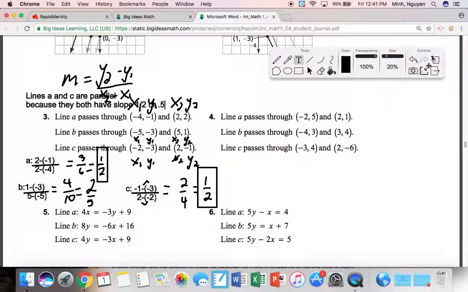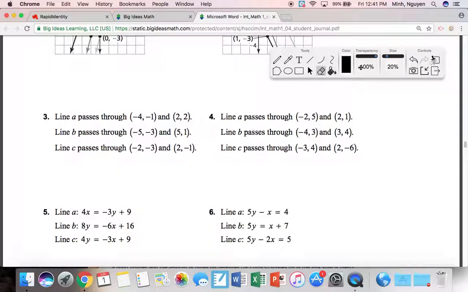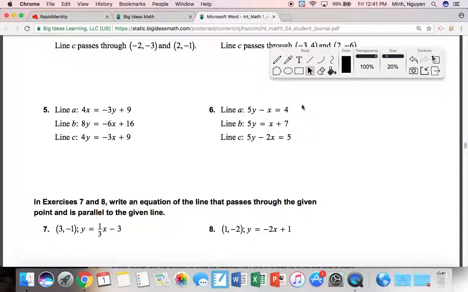So let me erase some of this so that you can see it. No, you can't. But yeah, if you're listening along, then you got it. If not, just turn up the volume.